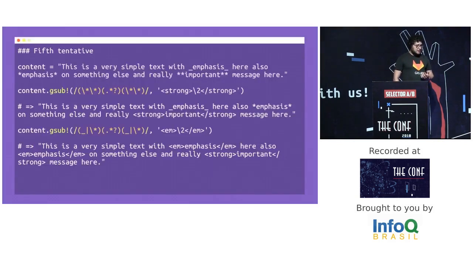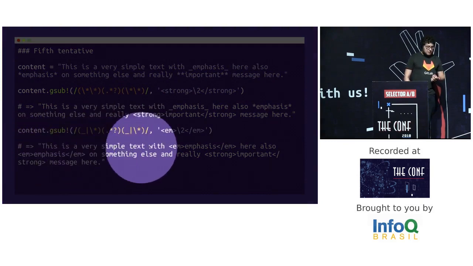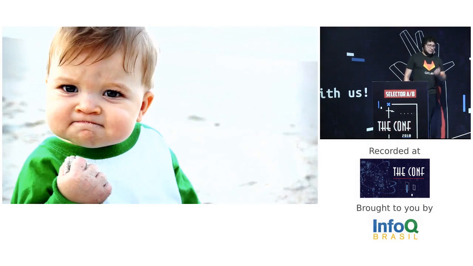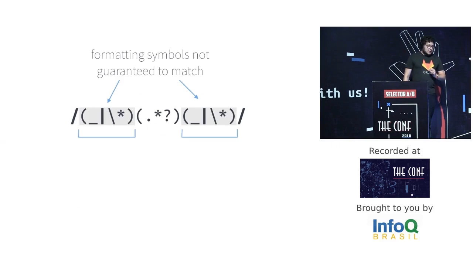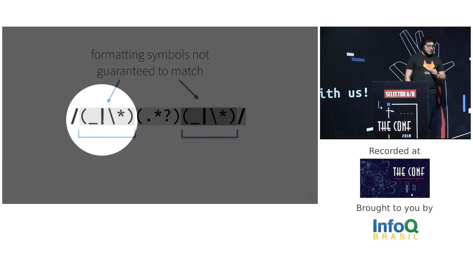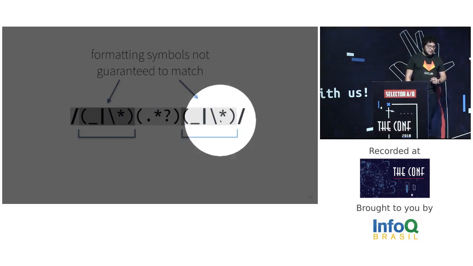And by changing our initial fifth tentative into this new regular expression, we actually get what we are looking for. So the emphasis is opening and closing correctly here, and also here. So yeah, success. But we can still improve it. As you can see here, there is still a problem. With this regular expression, I can start it with underscore and end it with asterisk. So this is not ideal.